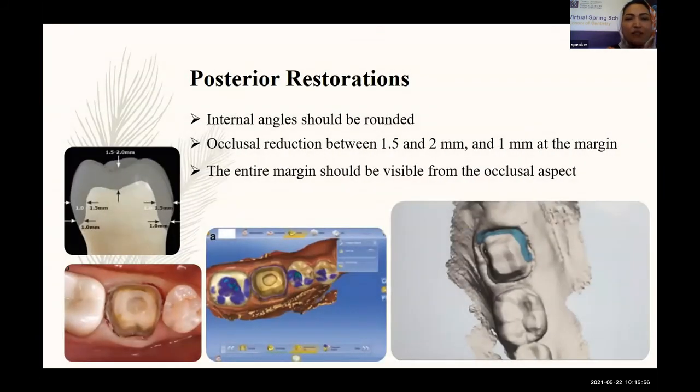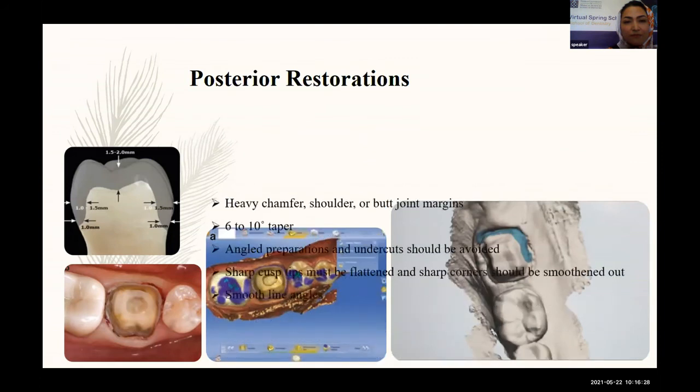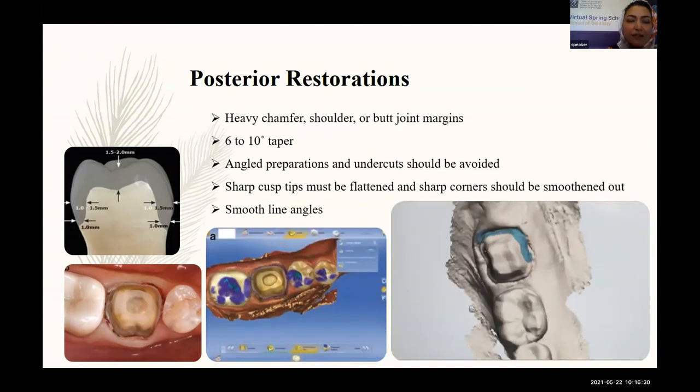Okay, this is a screenshot of the points you should consider in preparation of the posterior teeth. Of course, each intraoral scanner and CAD/CAM system may have a specific recommendation for the preparation in that system, according to the special material they recommend. So the internal angle should be rounded. You should be aware of adequate reduction, and the margin should be sharp and visible. And these are the points that we already covered.